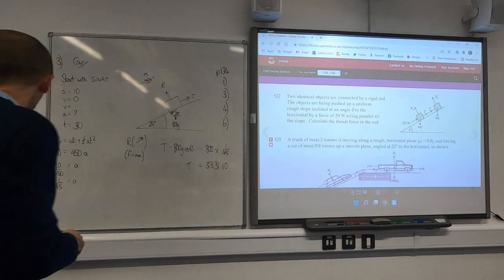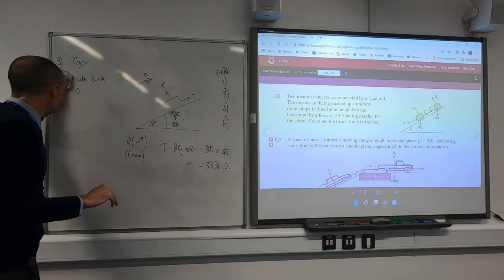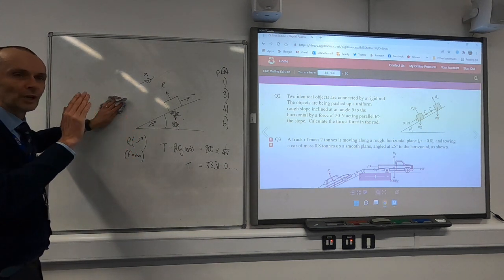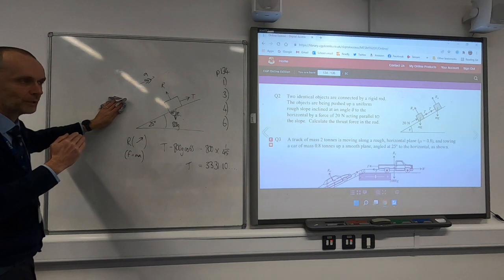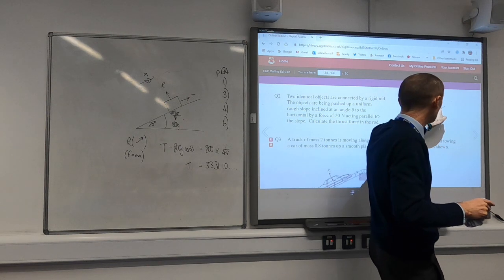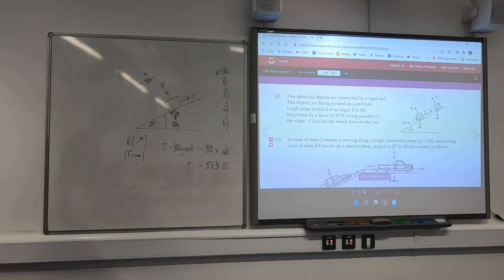So can I encourage you to have a look at this problem? No SUVAT required. Just have a look at this problem from the point of view of A and resolve parallel and perpendicular to the slope. And then look at this thing from the point of view of B and resolve parallel and perpendicular to the slope. You'll then get two equations that you can combine.